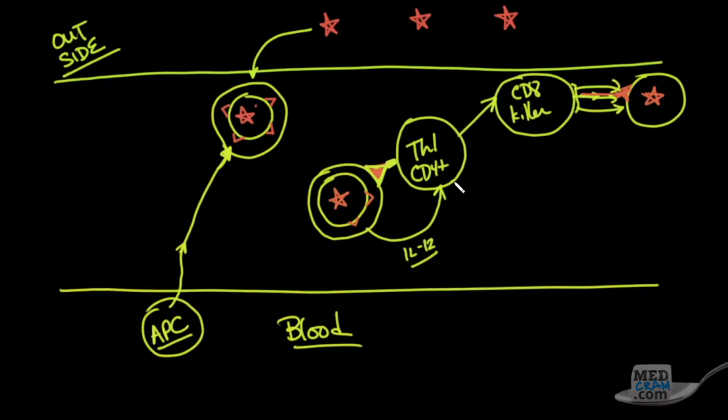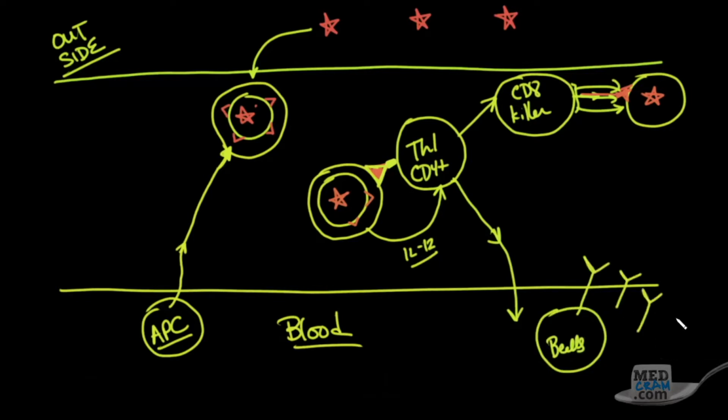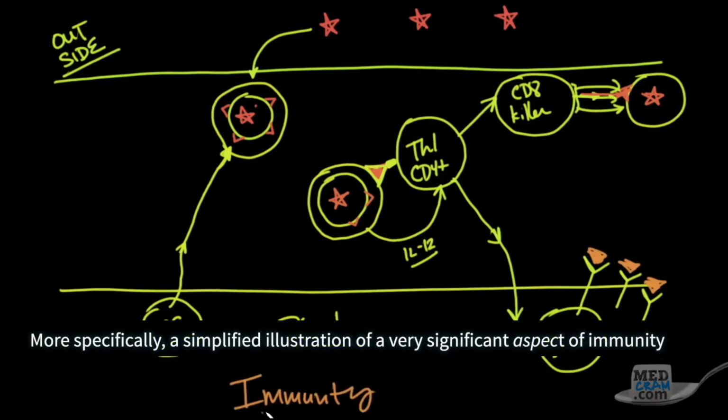Another thing that this Th1 can do is it can stimulate in the blood and tissue B cells, and these B cells will produce antibodies that look like this, and these antibodies will bind to these antigens and neutralize them. So this really is immunity. And this is the key that allows you to survive a viral infection.